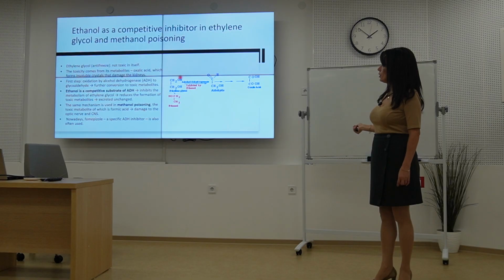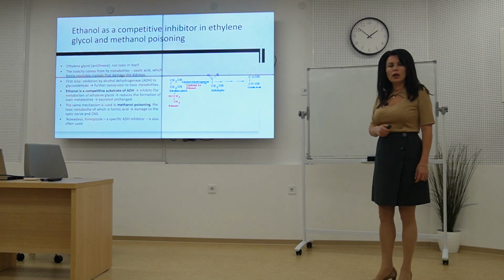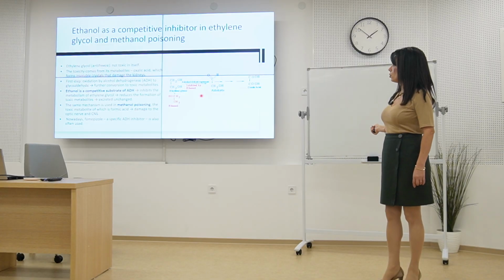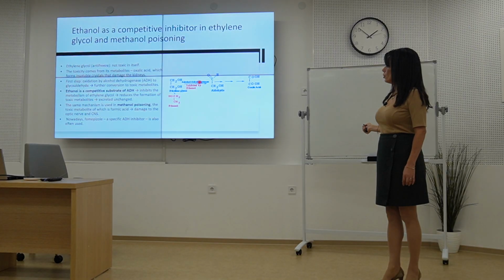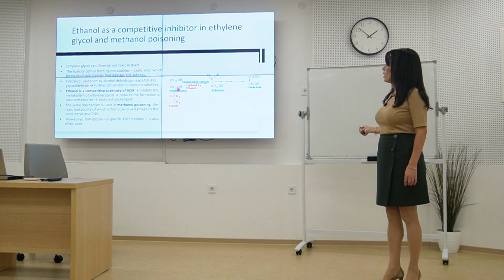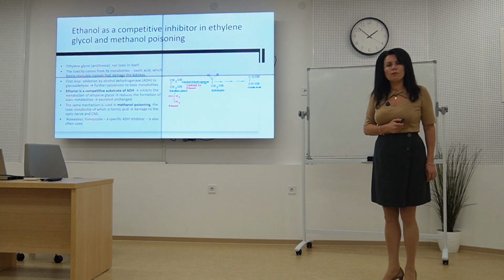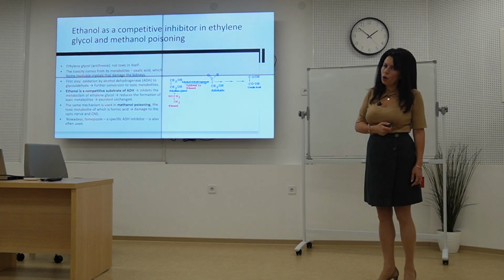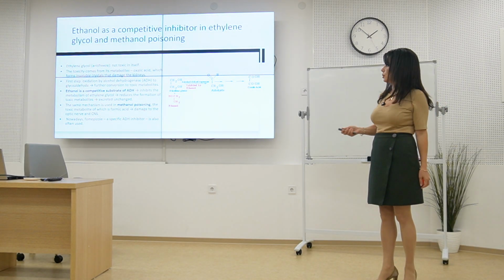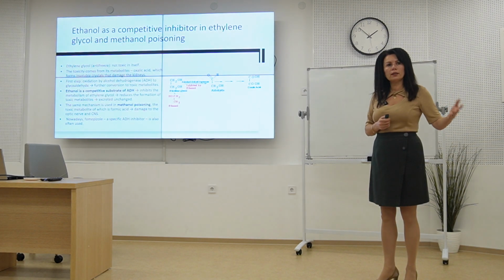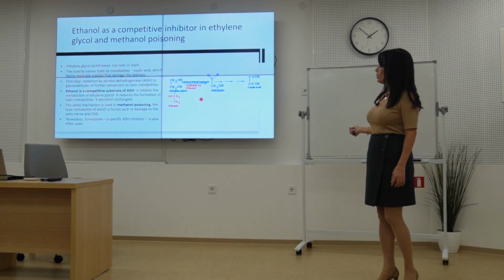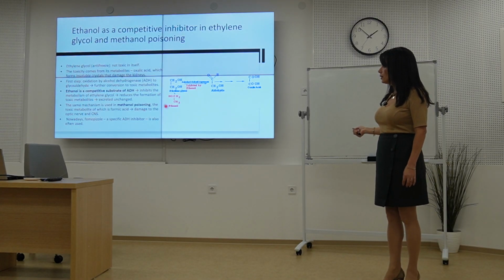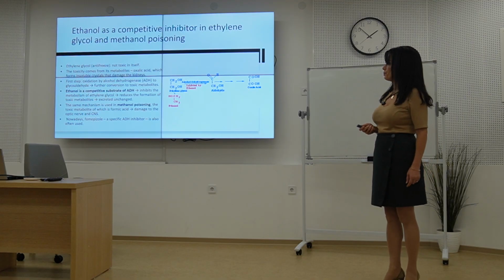If there is poisoning with ethylene glycol, ethanol can be used as an inhibitor of alcohol dehydrogenase, because this enzyme can use one more substrate, which is ethanol. Why? Because they have very similar structure. That's why if there is poisoning with ethylene glycol, ethanol is used to stop the metabolism. The same mechanism of action applies to methanol poisoning, which can be overcome with ethanol.